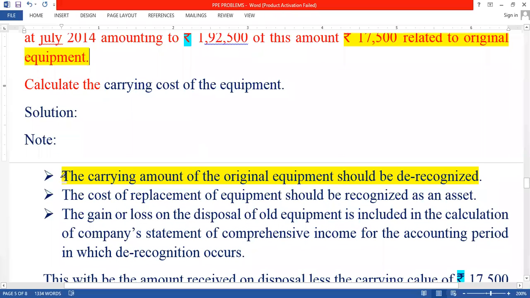After that, the second note: the cost of replacement of equipment should be recognized as an asset. So this is most important. So here, the cost of replacement of equipment.